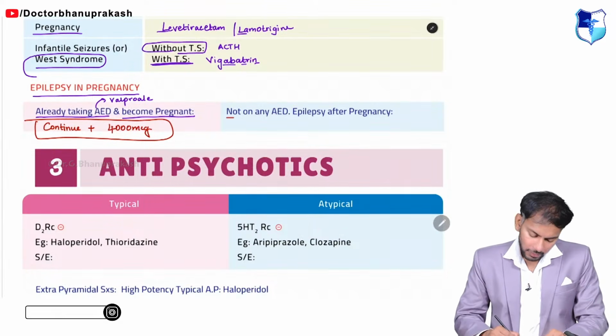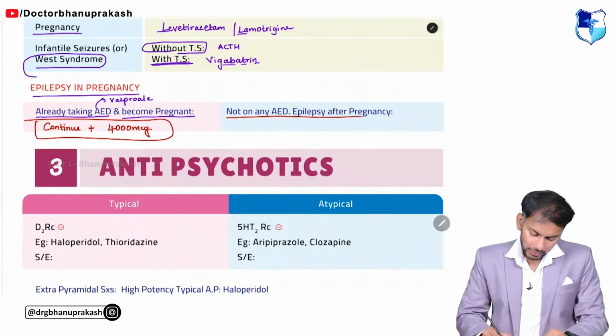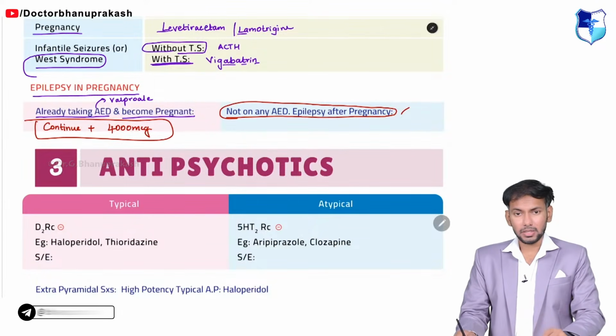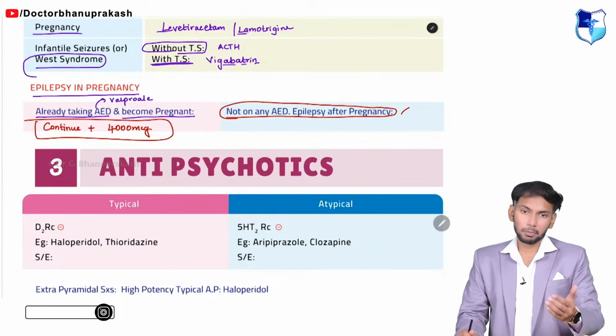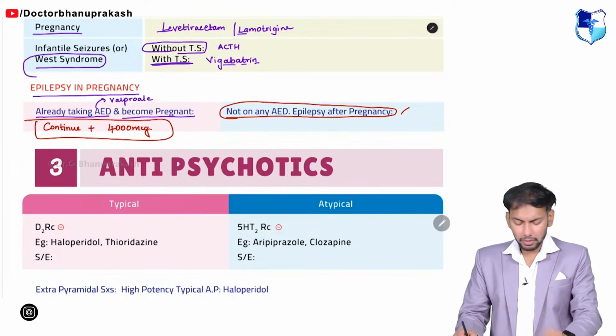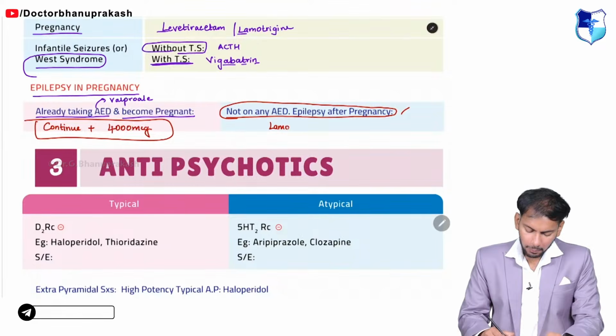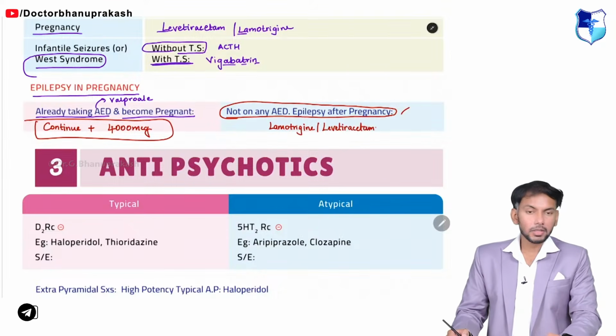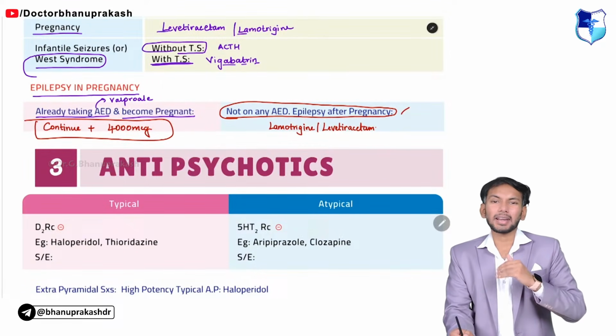Now, if a female is not on any AED and the epilepsy has started for the first time after pregnancy, you have to start a new anti-epileptic drug. During this time, you start with the drug that has the least teratogenic effect. So what is it going to be? Lamotrigine or levetiracetam. I would prefer levetiracetam. That's all. This is about the anti-epileptic drugs.